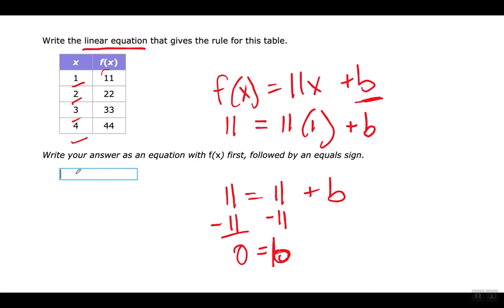All right, so b equals 0, the y-intercept is 0. So my answer is going to be f of x equals 11x plus 0, and I don't write the plus 0. Okay, el más 0 otra vez no se escribe.